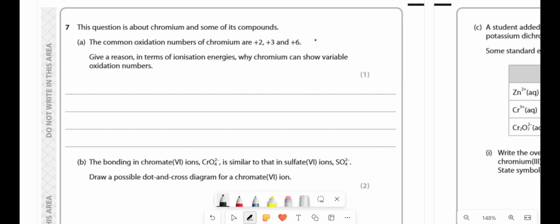So this question is about chromium and some of its compounds. The common oxidation numbers are +2, +3, and +6. Give a reason in terms of ionization energy why chromium can show variable oxidation numbers. Oxidation means you're losing electrons. If it's able to go from +2 to +3 and +6 relatively easily, then as you're removing electrons, where the ionization energy usually climbs up, it must mean that the electrons lie in similar places. Therefore, there is a gradual or small increase in successive ionization energies. Or the ionization energies are similar.